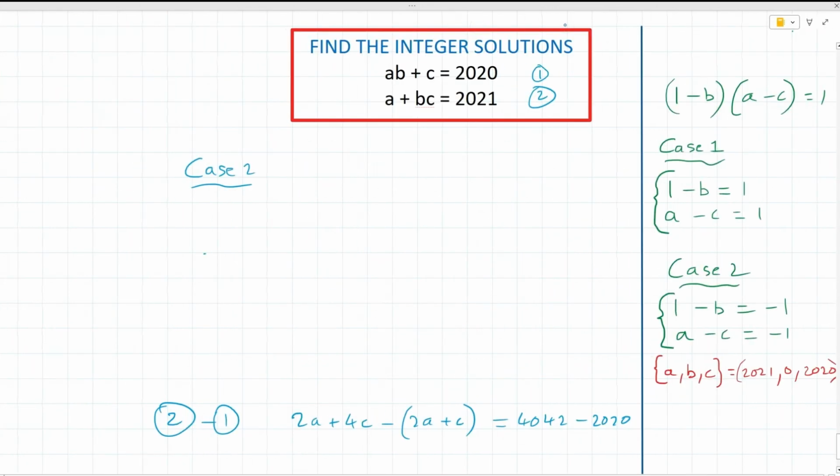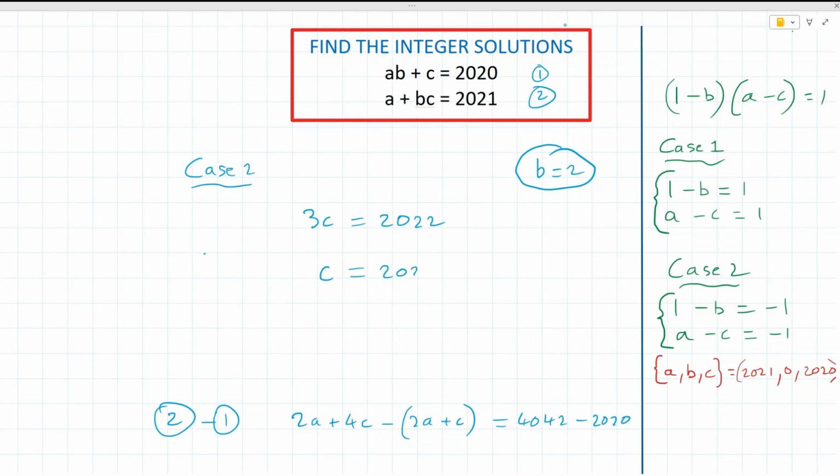So continuing here with the idea that b was equal to 2, and we're in case 2, on the left-hand side, we're going to get 2a minus 2a, which goes away, and then 4c minus c will give us 3c. And on the right-hand side, we'll have 4042 minus 2020, which is 2022. And 2022 is quite nice because 2 plus 2 plus 2 is 6, and so this is definitely divisible by 3. So to finish this equation here, we're going to say c is equal to 2022 divided by 3. And luckily we have an integer solution, which is 674.